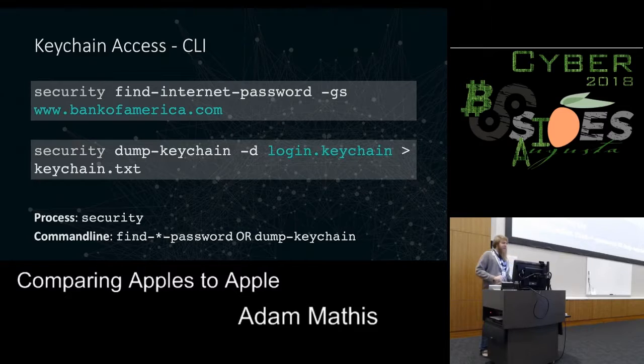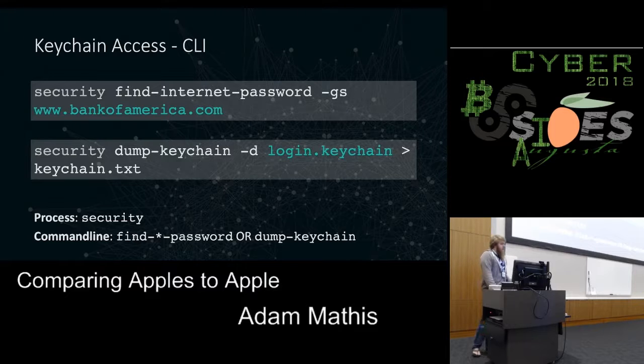So how do you access that secure database? You can access it directly from the command line with the security app. There's a bunch of different switches you can use with security. This one is find-internet-password, which does what you think it does. So if you have saved passwords for any sites, like your banking information or any internal web apps that you might be using, you can query those directly.